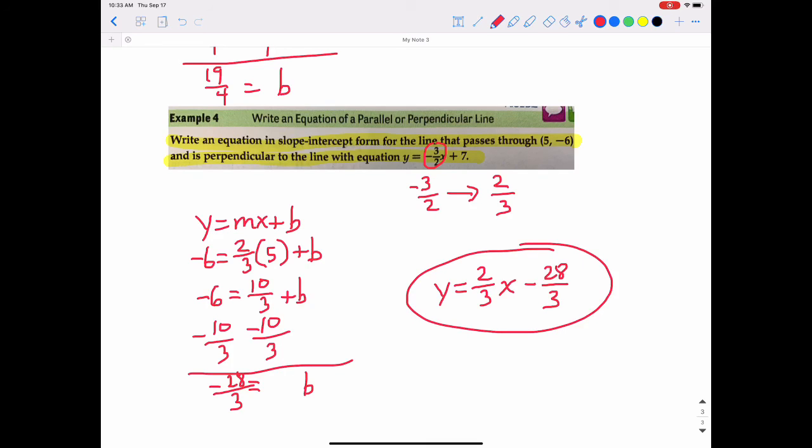So to sum up, almost every problem we did today used y equals mx plus b in some way. You have to find the slope, and you have to have a point in order to find the equation of a line.